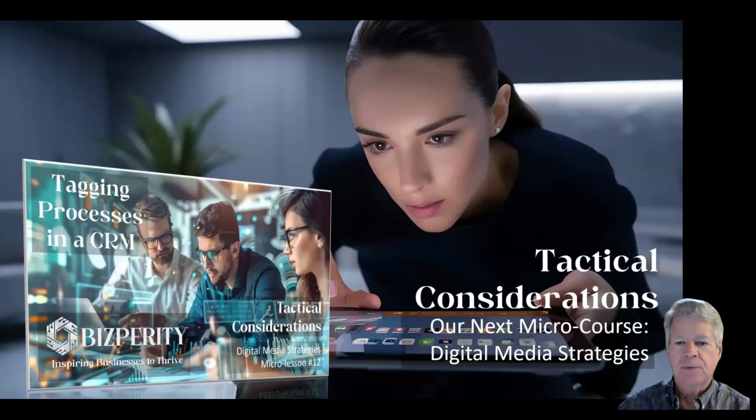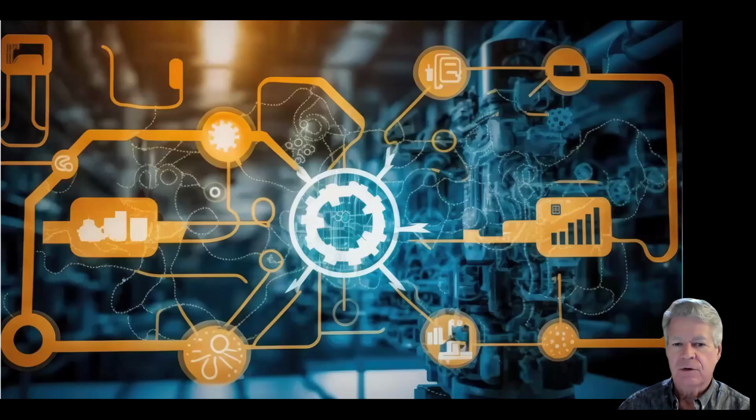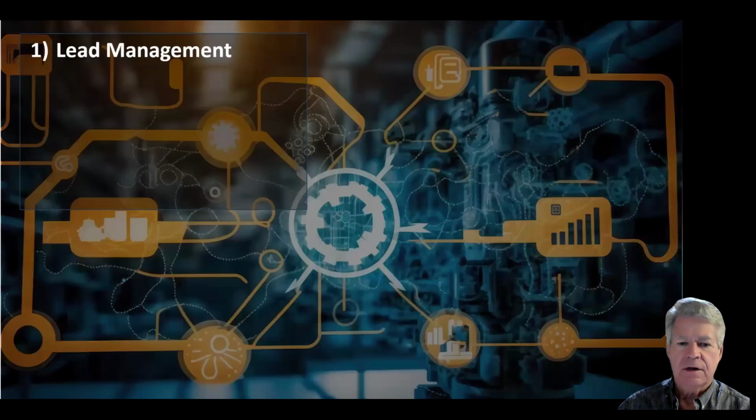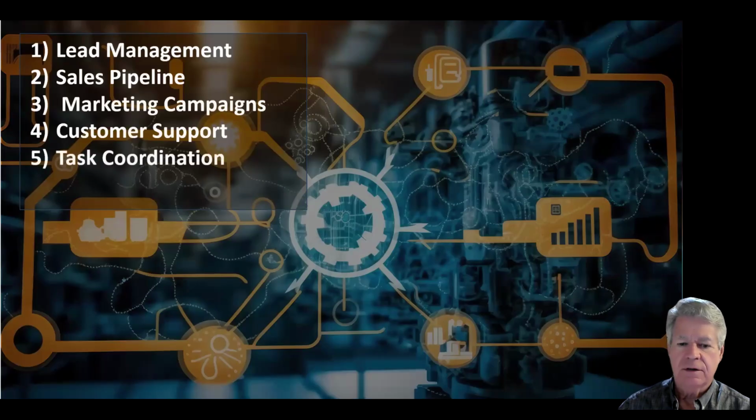We'll return to tagging process in our video lesson, Tagging Processes in a CRM, which we've already touched on before. Here we'll examine how you can name your tags to keep track of conversions and other automated processes. We'll also look at commonly automated processes across 6 major categories, including lead management, sales pipeline, marketing campaigns, customer support, task coordination, and data hygiene.